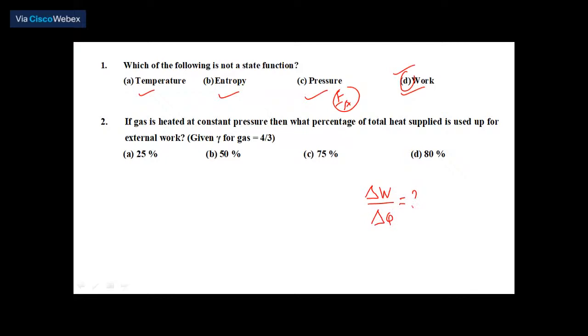What is delta W? Delta W is equal to P into dV, right? But this can be written as, what is PV? PV is equal to nRT, right? What is P into dV? nR into dT or delta T, right? You can write either dW or delta W. dW is equal to P into dV, right?